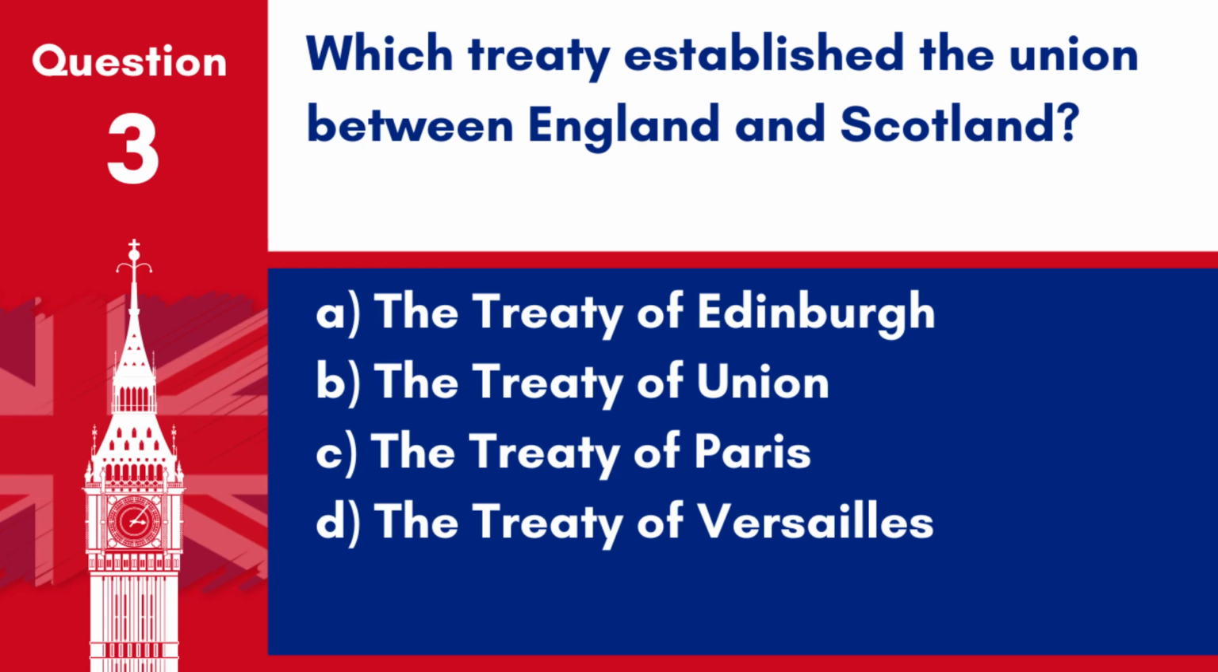Answer: B. The Treaty of Union. The Treaty of Union in 1707 officially united the kingdoms of England and Scotland under the name of Great Britain.